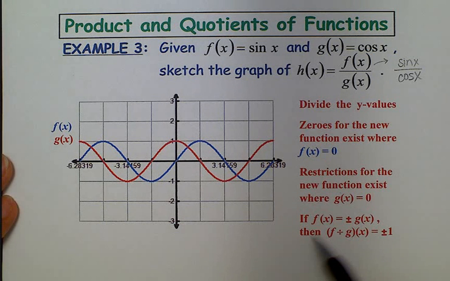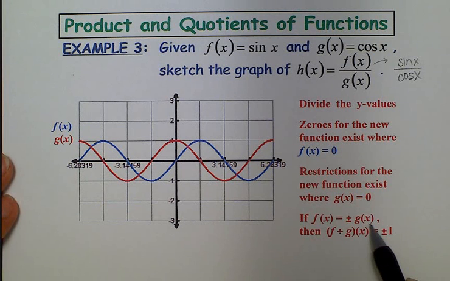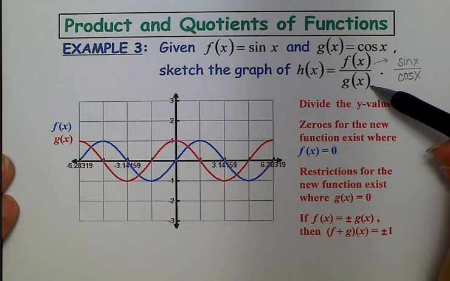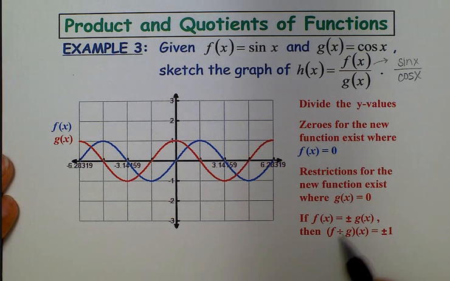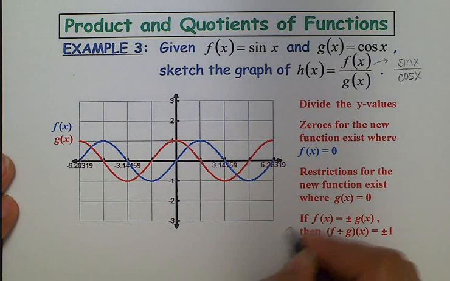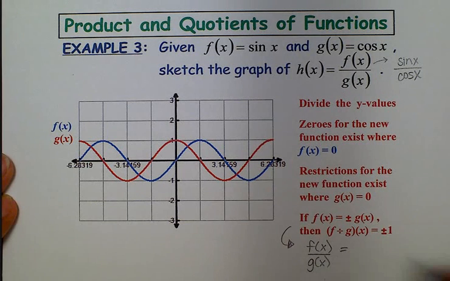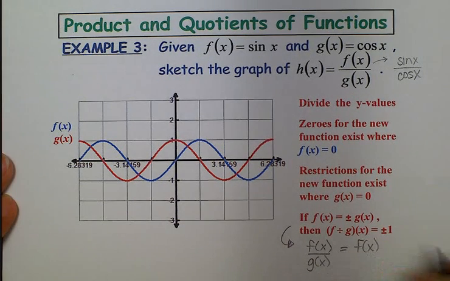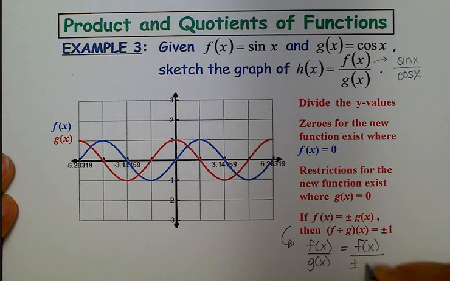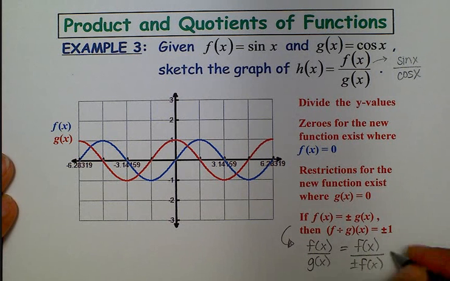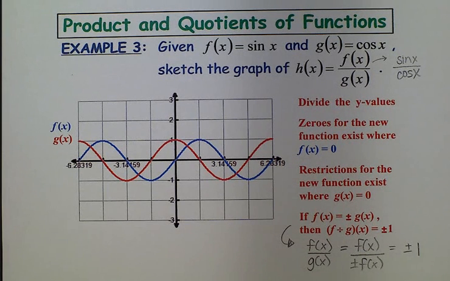And if f of x is equal to plus or minus g of x, so if the numerator and denominator have the same value but opposite signs, or the same signs, then the quotient of functions will end up equaling plus or minus 1. So what this essentially means is if you have f of x over g of x, and f of x and g of x represent the same values, but maybe positive or negative numbers, then what that ends up giving you is an end result of positive or negative 1. That's essentially what that means, okay?